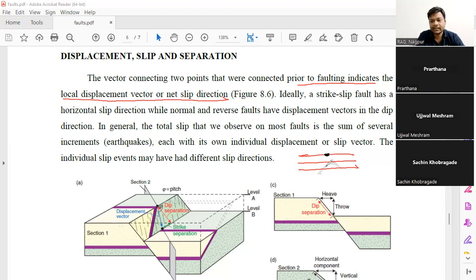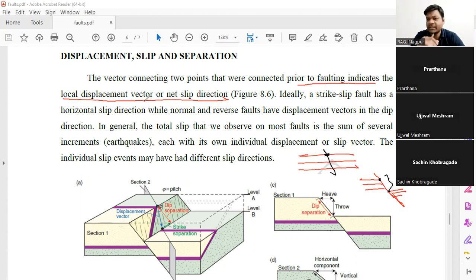This is a zone, right? In this entire zone, take any two points. They were once joined. Now there was faulting. Now after faulting, what happened? The two points got separated. This separation shows the displacement.